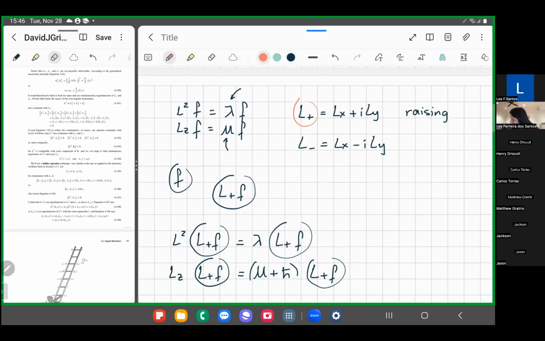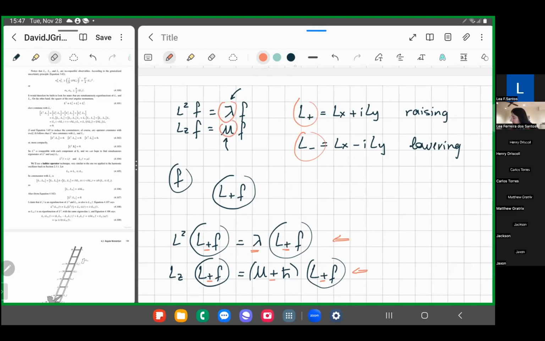Now, if we play with the L minus, L minus on f is again an eigenfunction of L square with the same eigenvalue. This does not change. But in the case of Lz, it's again an eigenfunction, but the eigenvalue changes, decreases, and that's why we said that this L minus was a lowering operator, just as the a minus that we had with the harmonic oscillators. So as we said, today we are going to try to find these eigenvalues.